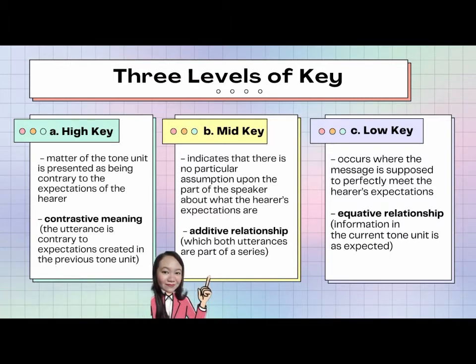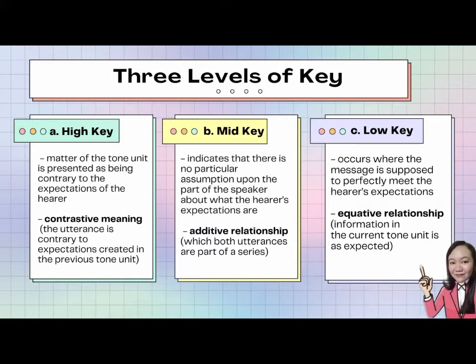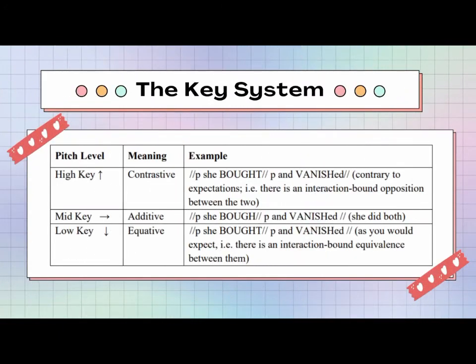Mid key indicates that there is no particular assumption on the part of the speaker about what the hearer's expectations are. So mid key suggests an additive relationship in which both utterances are part of a series. Lastly, low key occurs where the message is supposed to perfectly meet the hearer's expectations. So low key denotes an equative relationship. This means that the information in the current tone unit is already expected. So let us take a look at the chart.